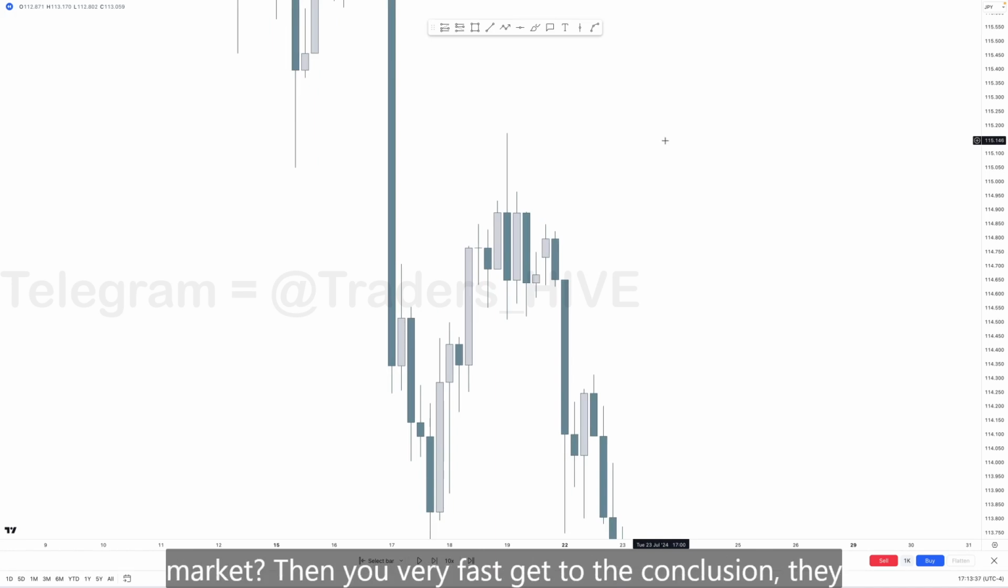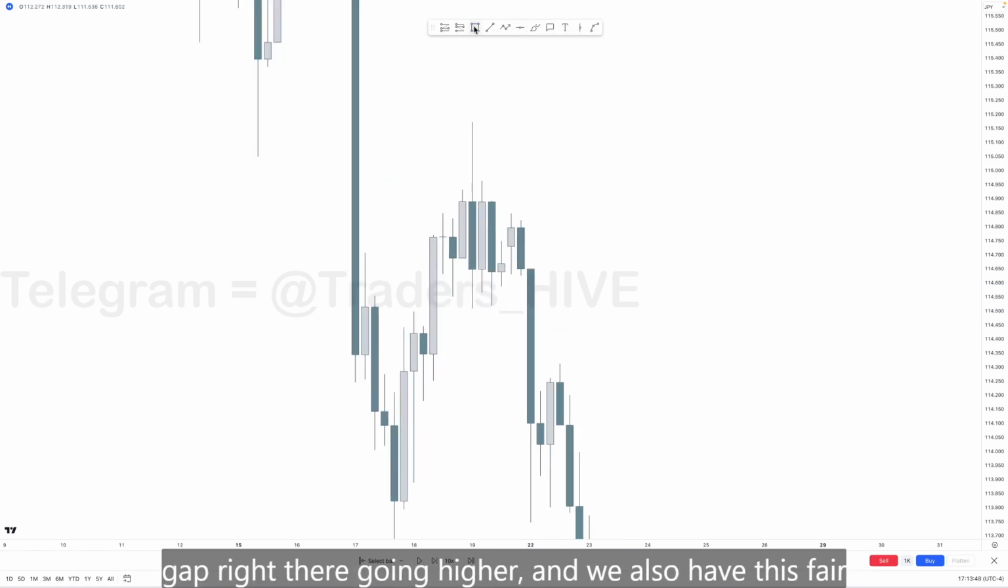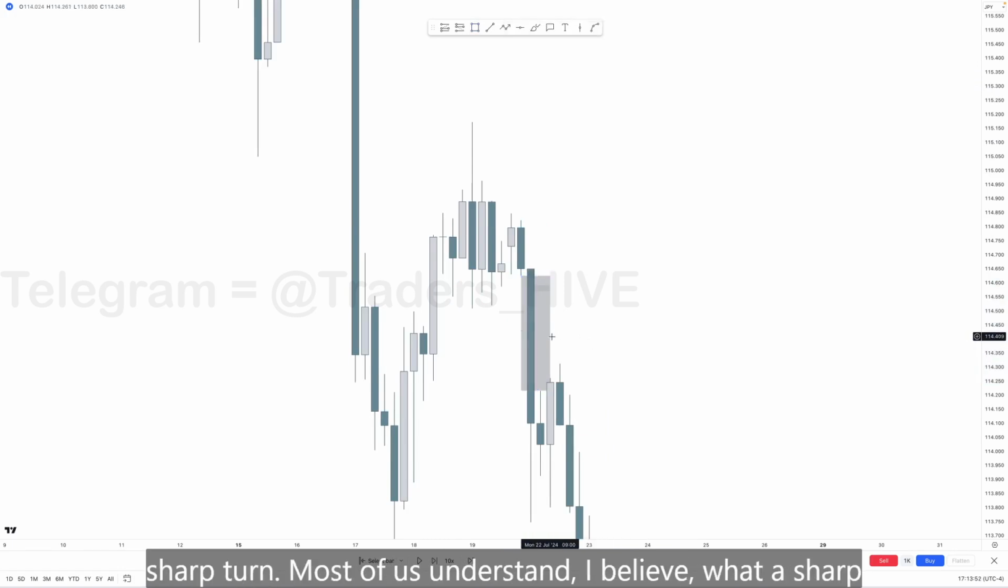Then you very fast get to the conclusion they happen extremely fast. So call it a sharp turn. Now right here, we see a similar thing happen. We have that fair value gap right there going higher, and we also have this fair value gap going lower right there. That again creates a sharp turn. Most of us understand, I believe, what a sharp turn is.